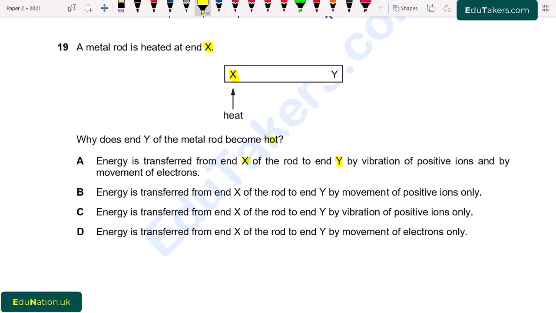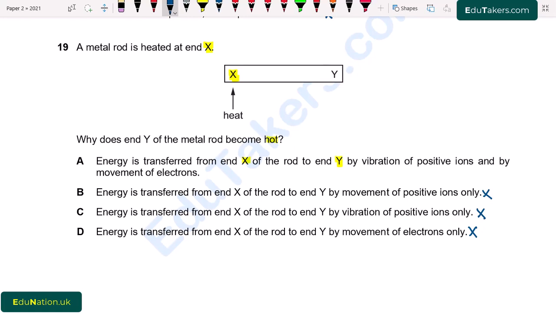of electrons only. So first of all, here B is incorrect because we know that in a metal there are free electrons. So there will be no movement of positive ions only. C option is also incorrect because there is also the movement of electrons. D option is incorrect because there is also the vibrations of positive ion. So only A option is correct, that the energy is transferred from X to Y due to the movement of electrons and also by the vibration of positive ions.